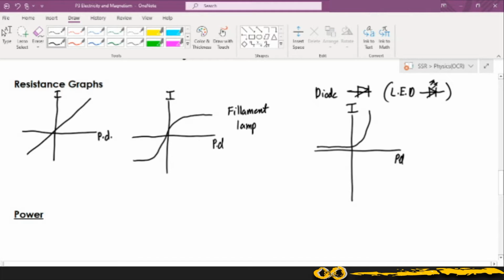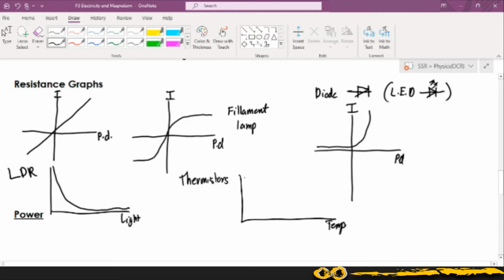The next type of resistance graph is for a special type of resistor called the light-dependent resistor that we've already discussed. In that case, as the light level increases, you'll find that the resistance tends to decrease, though there are resistors that are made the other way around. And it's the same case with thermistors. Most are made so that as the temperature increases, the resistance of the thermistor decreases.